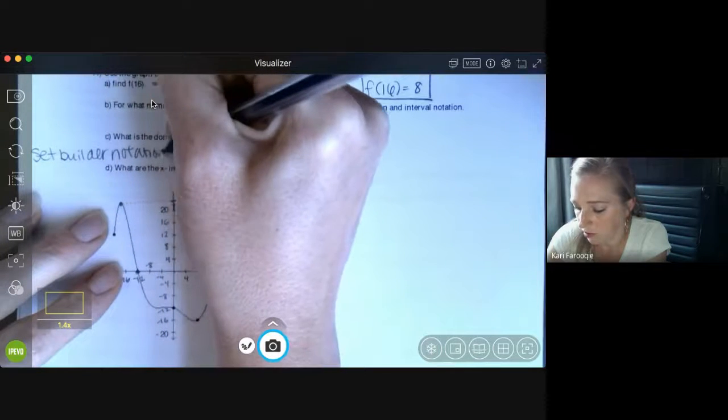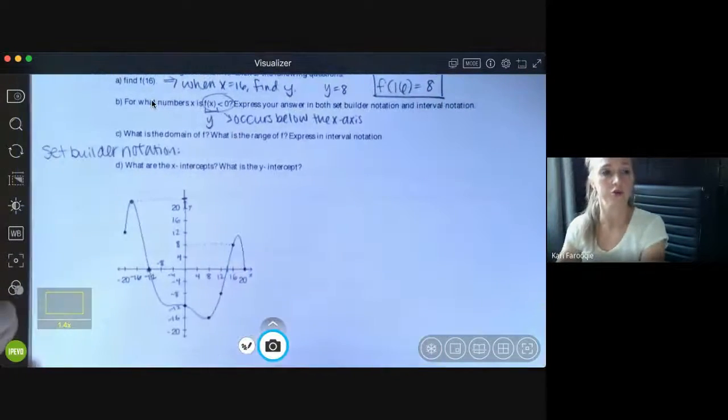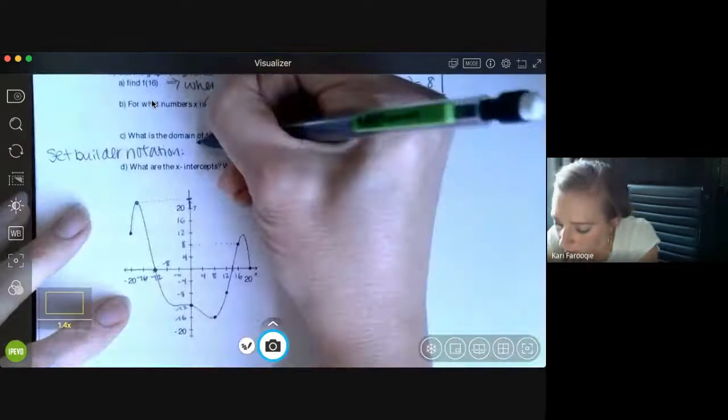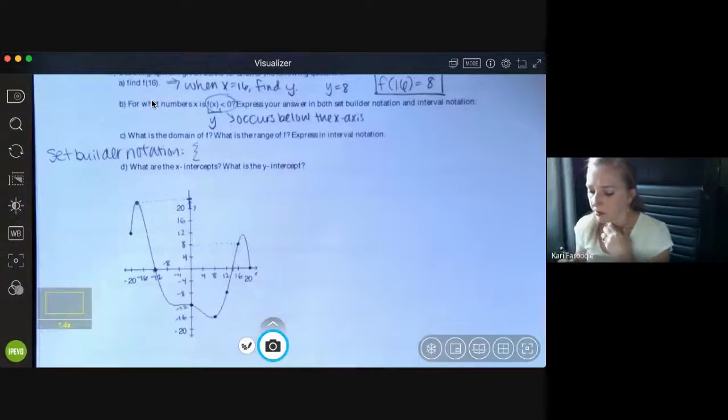Your book kind of works back and forth between two different types of notation. Set builder notation is used not quite as often, but it's used a little bit more in this chapter. Interval notation is going to be used a lot throughout the rest of the course, so I'm going to make sure that we talk about both of these so that you know what to do in both instances. All right, so we're going to set up the set builder notation.